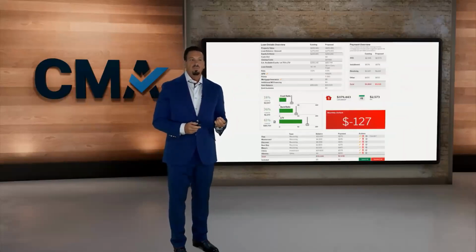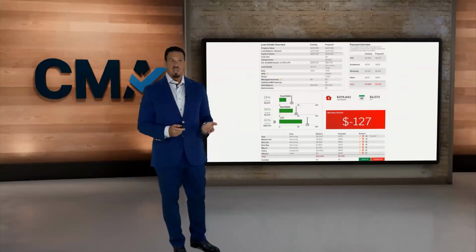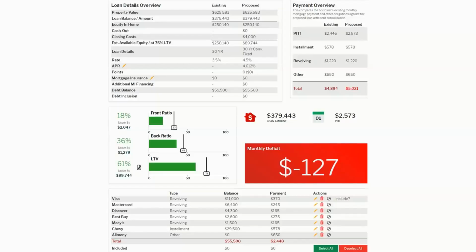So when we look at this overall scheme, on the top left you'll see their current balance, $375,000. If we incorporate the $4,000 in closing costs, that would increase the loan amount to $379,000. They lose $127 a month. It doesn't seem like it's in their best interest to do so, but take a look to the left of that $127 per month negative, and you'll see the loan to value.